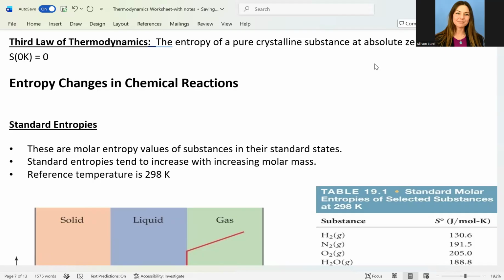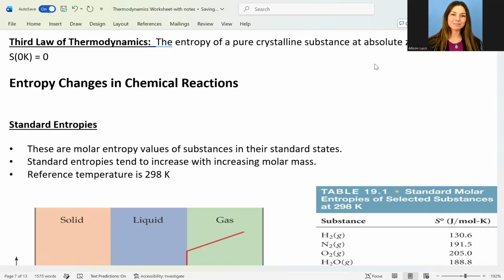In this video, we're going to take a look at the third law of thermodynamics. The definition of this is that the entropy of a pure crystalline substance at absolute zero, so at 0 K, 0 Kelvin, is equal to zero. We see that written in the form of an equation right there.